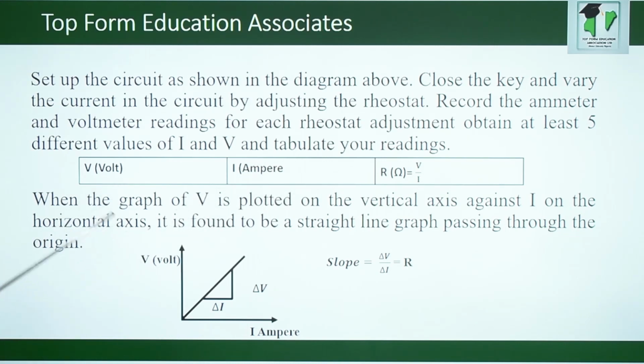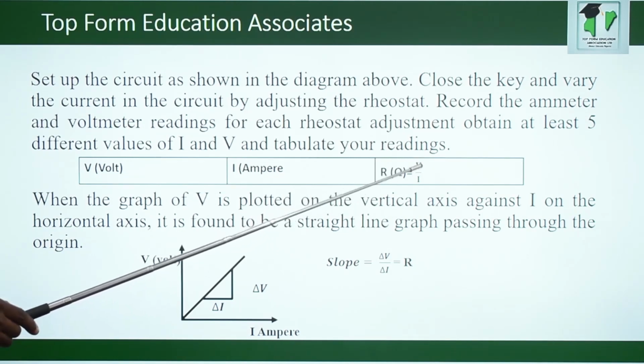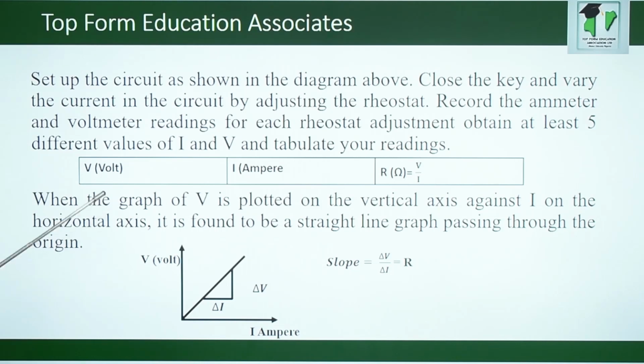For the voltmeter, the voltage there is measured in volts. And for the current, which you take the reading with your ammeter, I is the current measured in amperes. And then your resistance, you have it in ohms, which is V over I. Is that okay?